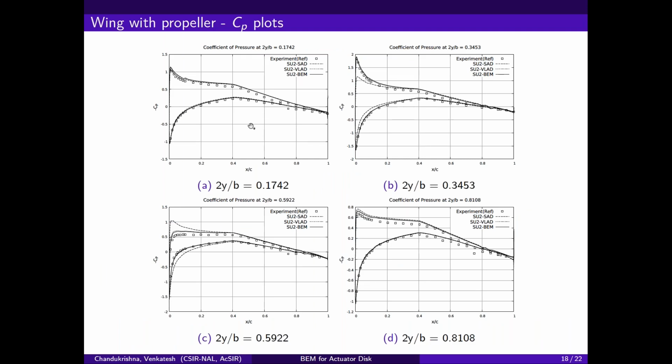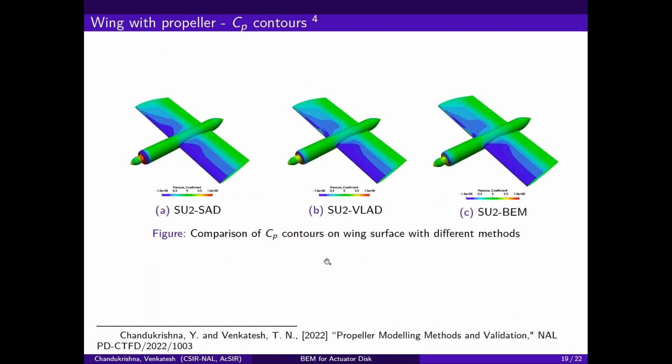This is the chord-wise variation of CP at different span-wise stations. Here the plots compare both the regions which are outside the slipstream and inside the slipstream. These B and C are the cases which are inside the slipstream. We can see a good match with the experiments for SU2 BEM.